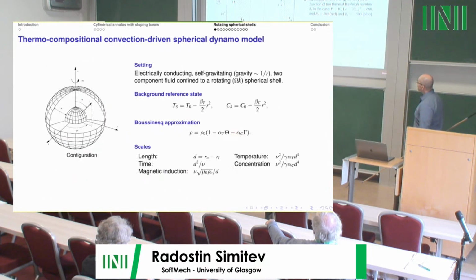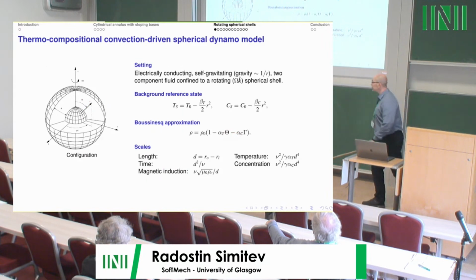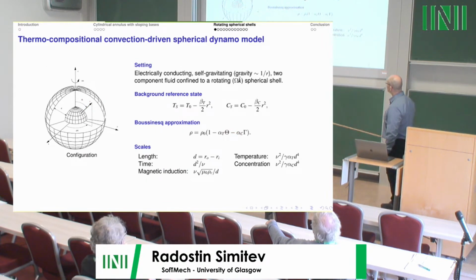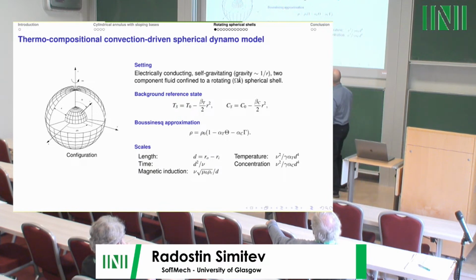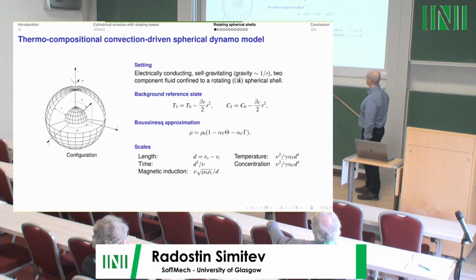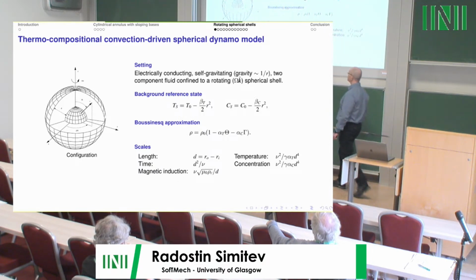Right, how does this translate to spherical shells? So in spherical shells, we consider an electrically conducting, self-gravitating two-component fluid, like in this configuration, rotating with a constant angular velocity again, with respect to the vertical axis. Again, in the Boussinesq approximation.